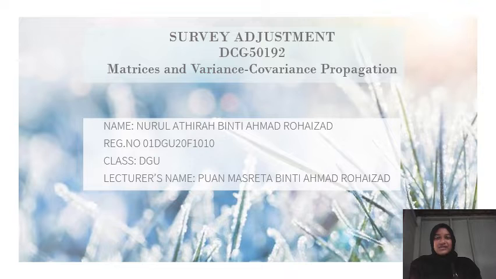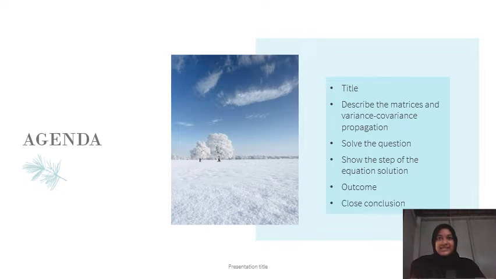Next, I would like to present about the meaning of matrices and variance covariance propagation. Okay, this is the agenda in this presentation. Title: Describe the matrices and variance covariance propagation. Solve the question. Show the step of the equation solution, outcome, and lastly, the conclusion.